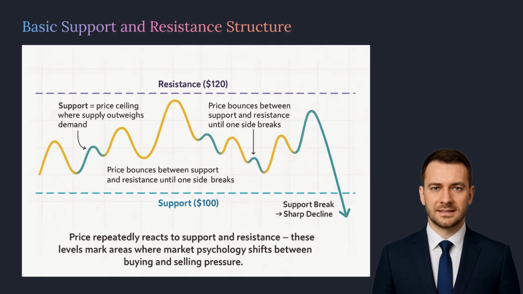In the chart, the area around $120 acted as resistance, the purple dashed line. The uptrend peaked there, and later attempts to rise back toward $120 were met with selling. Previous swing highs often become resistance levels.